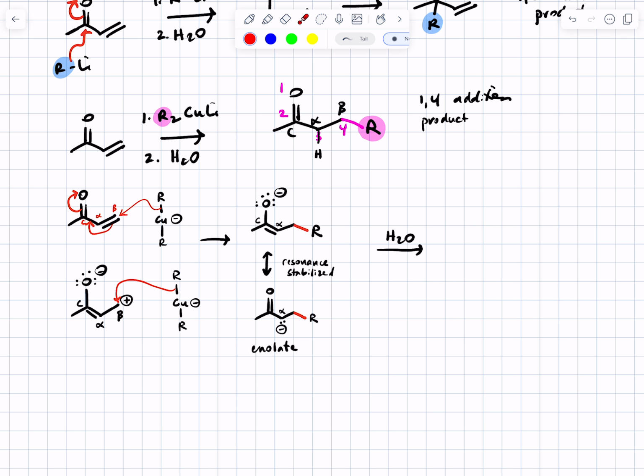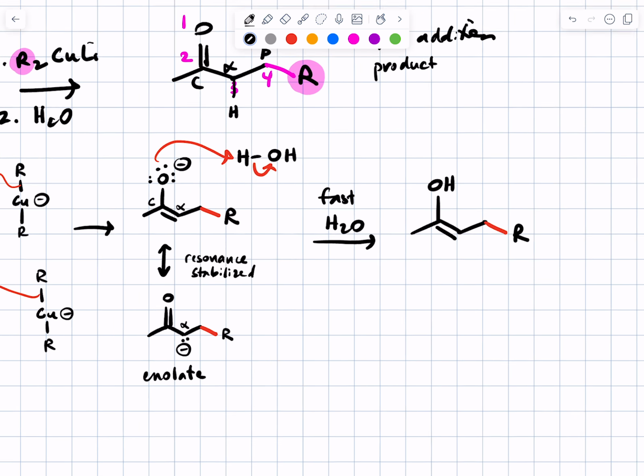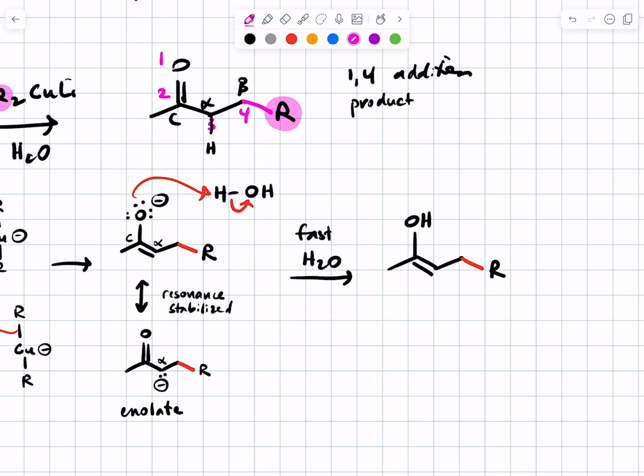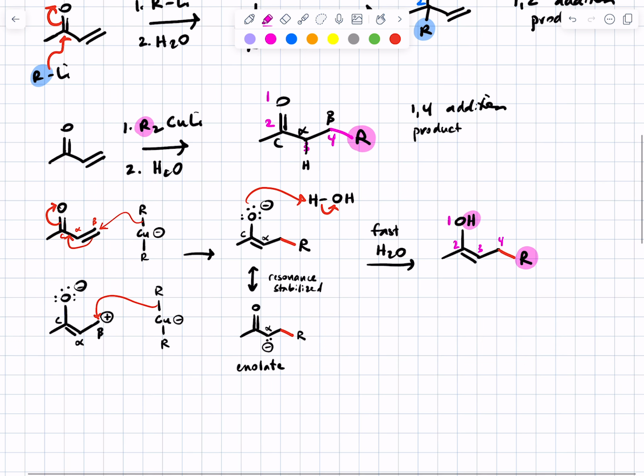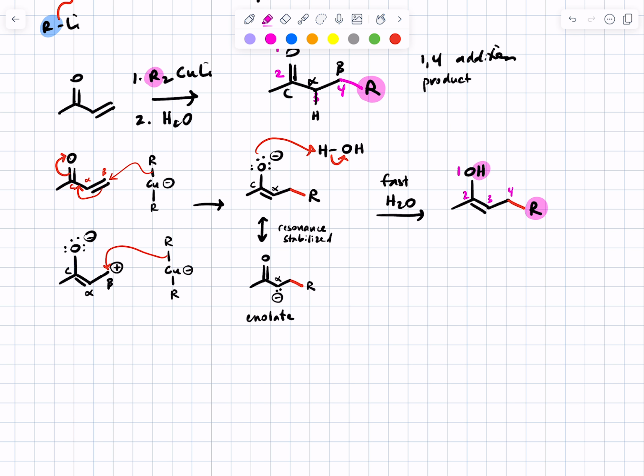It turns out it is actually faster to protonate the enolate not on the carbon, but on the oxygen, for reasons that we don't need to get into. So it's actually really fast to first protonate on the oxygen to get this product. And this is where the name 1,4 addition product comes from. The proton ends up on the oxygen at position 1. The R group from the cuprate ends up on the beta carbon, position 4.